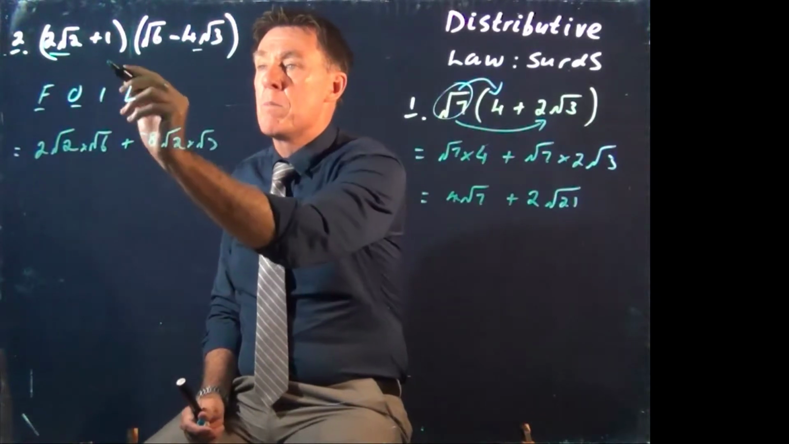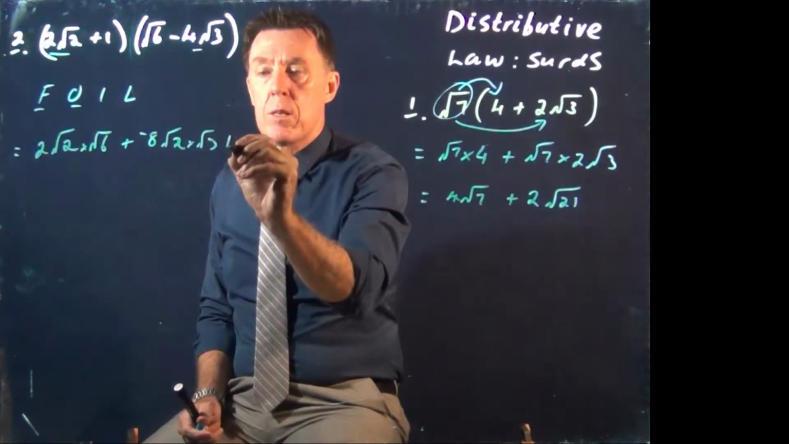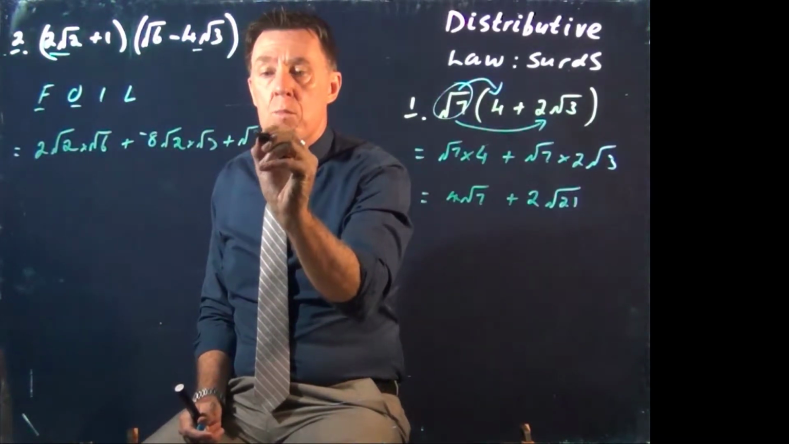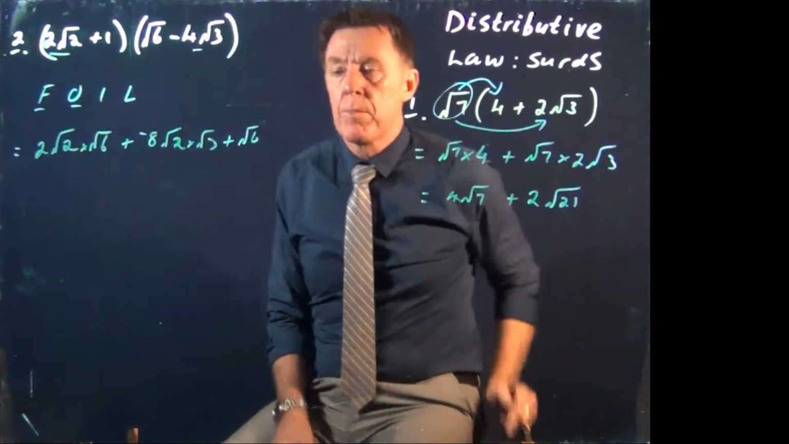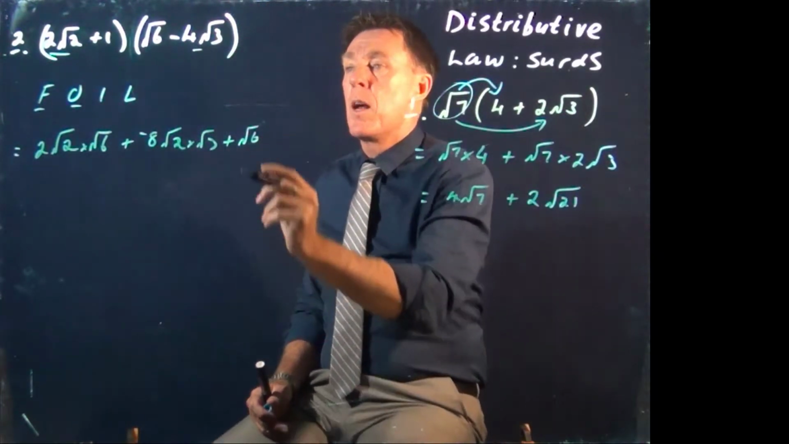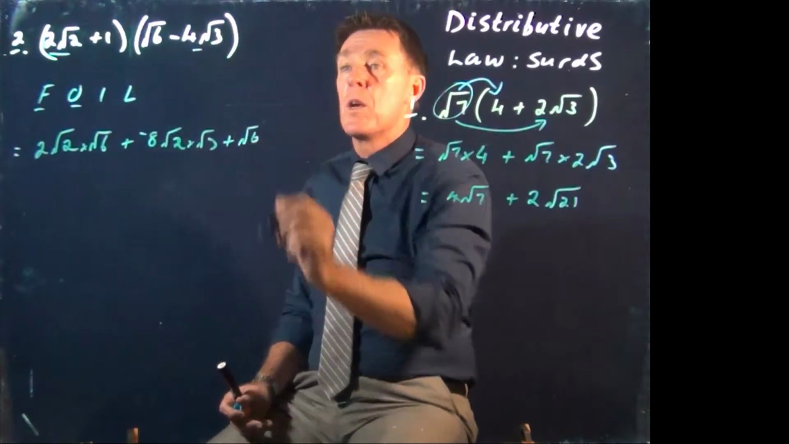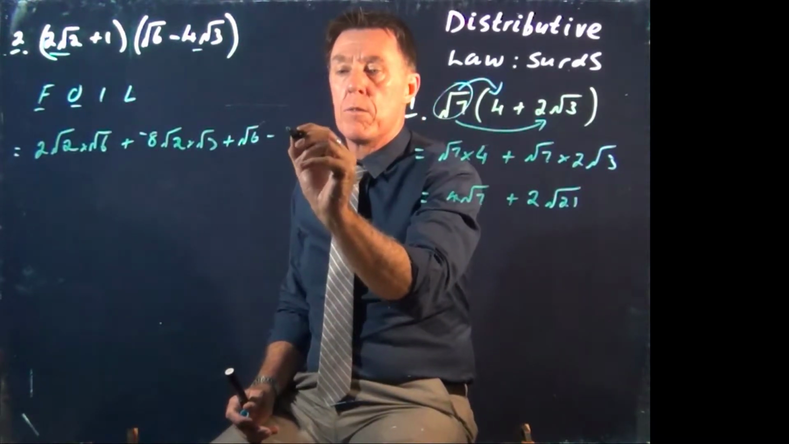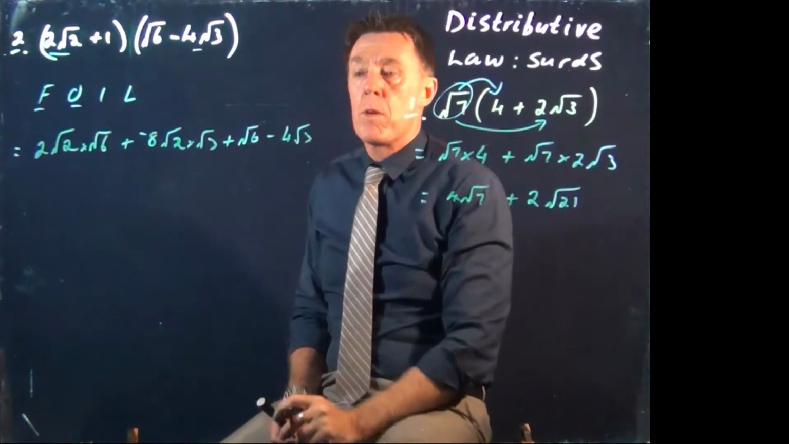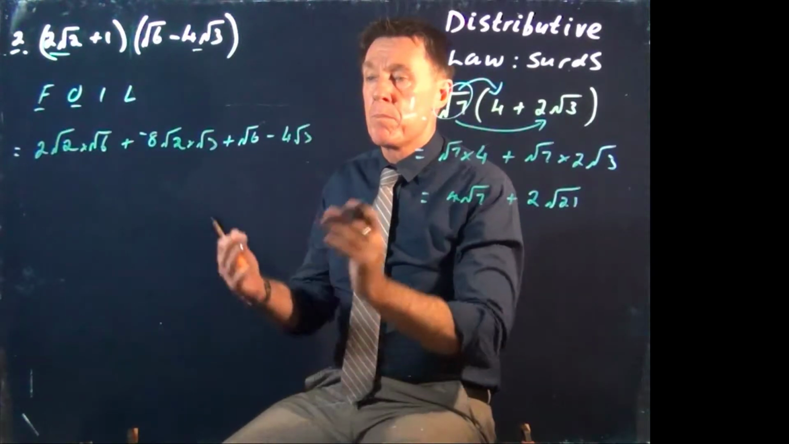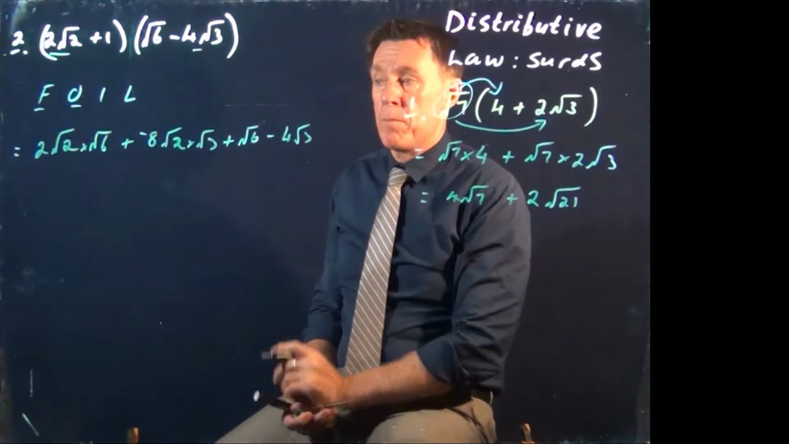I for inside, that's going to be 1 times root 6, which is just root 6. And then for the last one is 1 times negative 4 root 3. That's just negative 4 root 3. From there, simplify as you can.